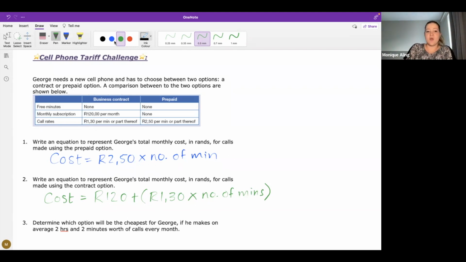Okay, so I hope you guys can see the similarities between all the questions that we've been through. They always mention something about free minutes, a monthly subscription, and then obviously our tariff, our call rates. And here we actually had a look at a proper prepaid versus contract question, not package versus package.